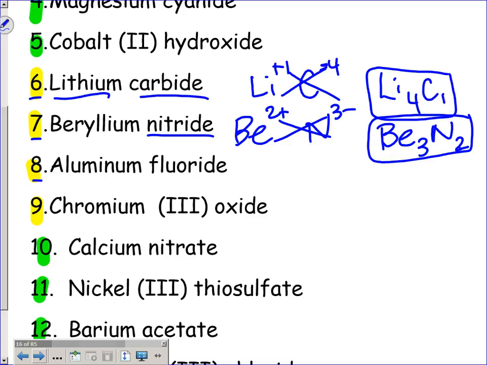Okay, one more. Aluminum. Find it. Aluminum's in group 3, and it has a 3+ charge because it loses those 3 electrons that it has. And fluoride sounds like fluorine. It's in group 7. It has 7 valence electrons, so it gains 1 as a -1 charge. Okay, crisscross. What do you get?